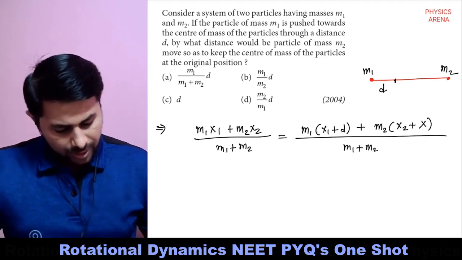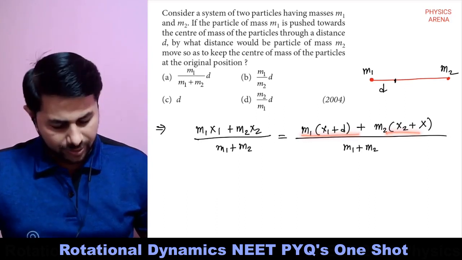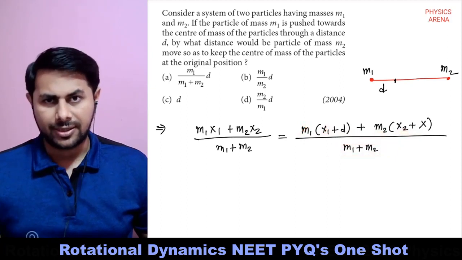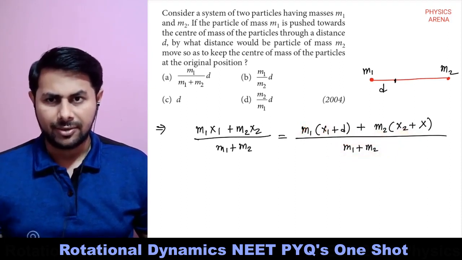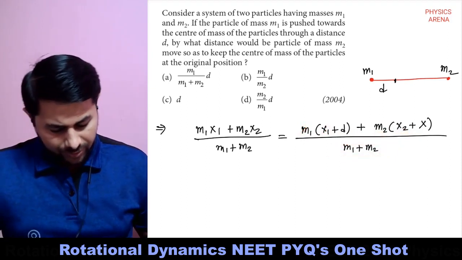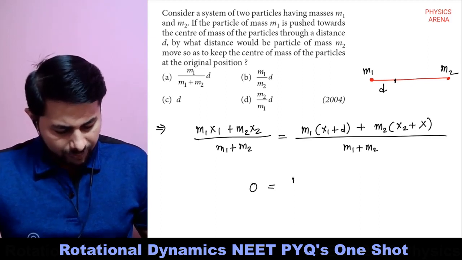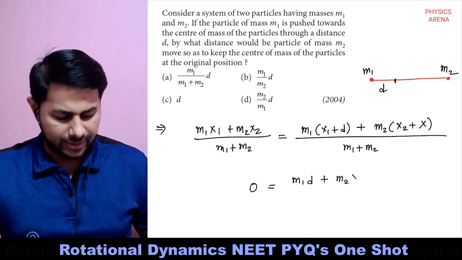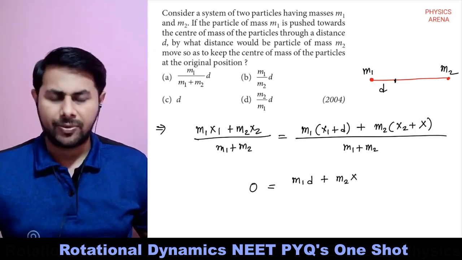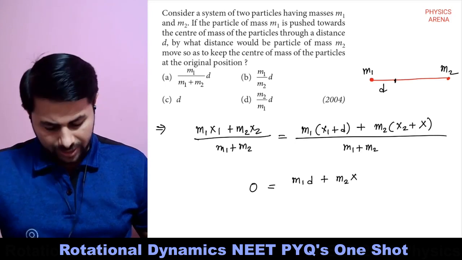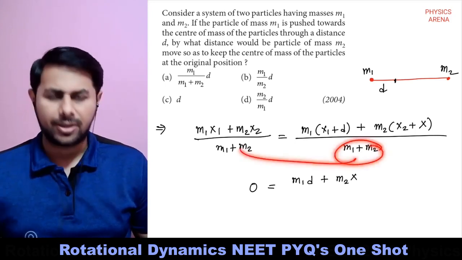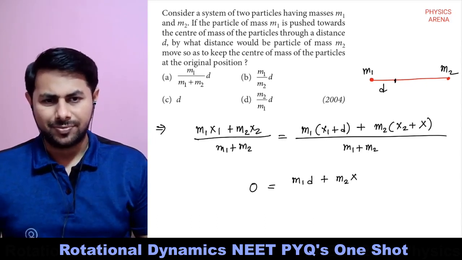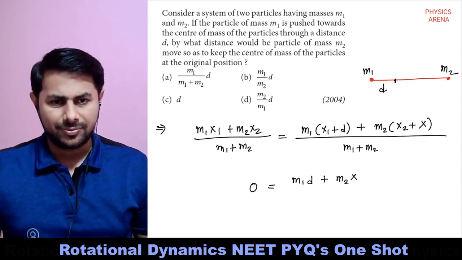Now if you multiply this, m1 x1 plus m2 x2 divided by m1 plus m2 will get cancelled out on both sides, right? So what remains is m1 times d plus m2 times x, divided by m1 plus m2, will be equal to 0. And if you move that m1 plus m2 to the left hand side, anything multiplied by 0 is 0, so that will be 0.